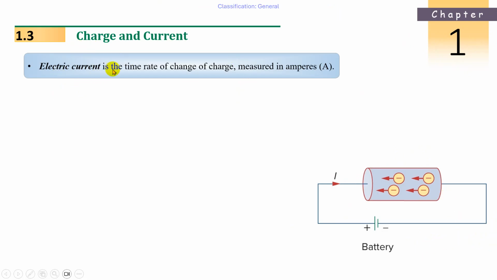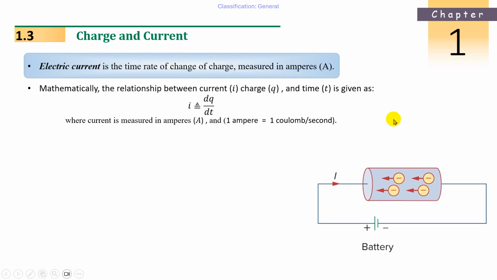So the electric current is the time rate of change of charge, measured in amperes. Now see this diagram. When the battery is connected with the plus and minus terminals, the electrons will move to the positive terminal, right? And the conventional current is the opposite.